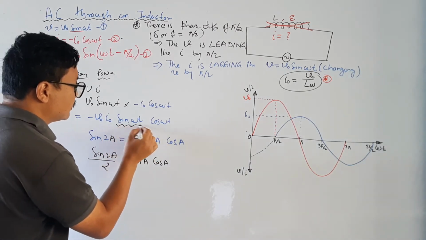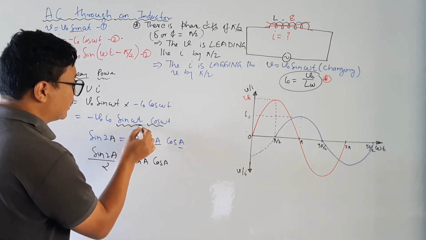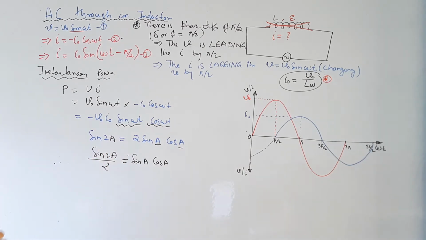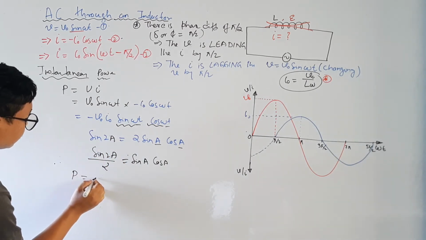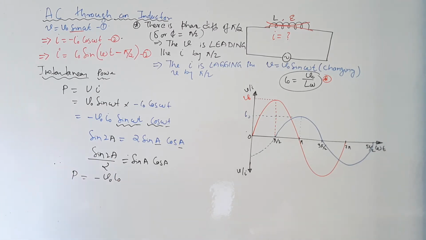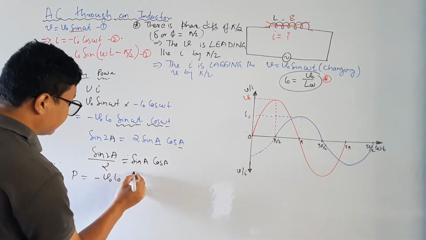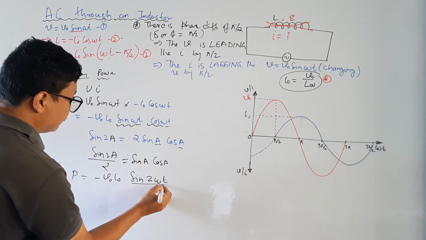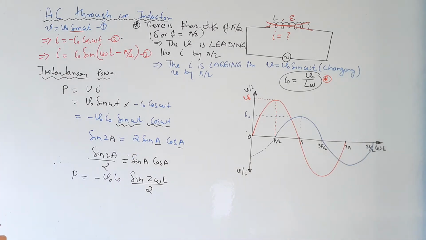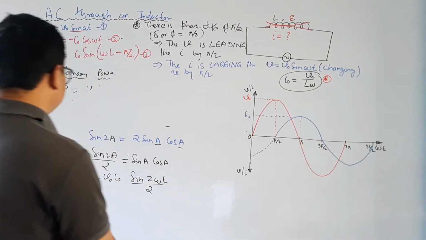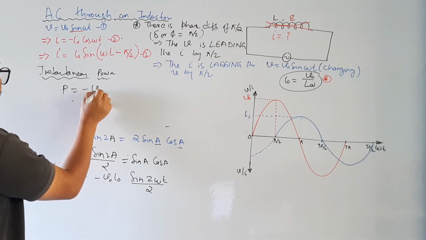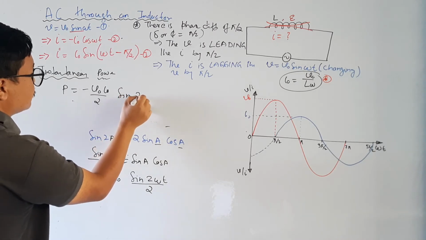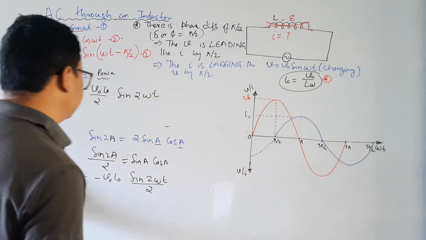Is this similar to our expression? Yes, here a is omega t. So we can convert it into this form. Therefore the power will become minus V0 I0 sine 2 omega t divided by 2. So we got the instantaneous power as minus V0 I0 by 2, sine 2 omega t. This is the instantaneous power.